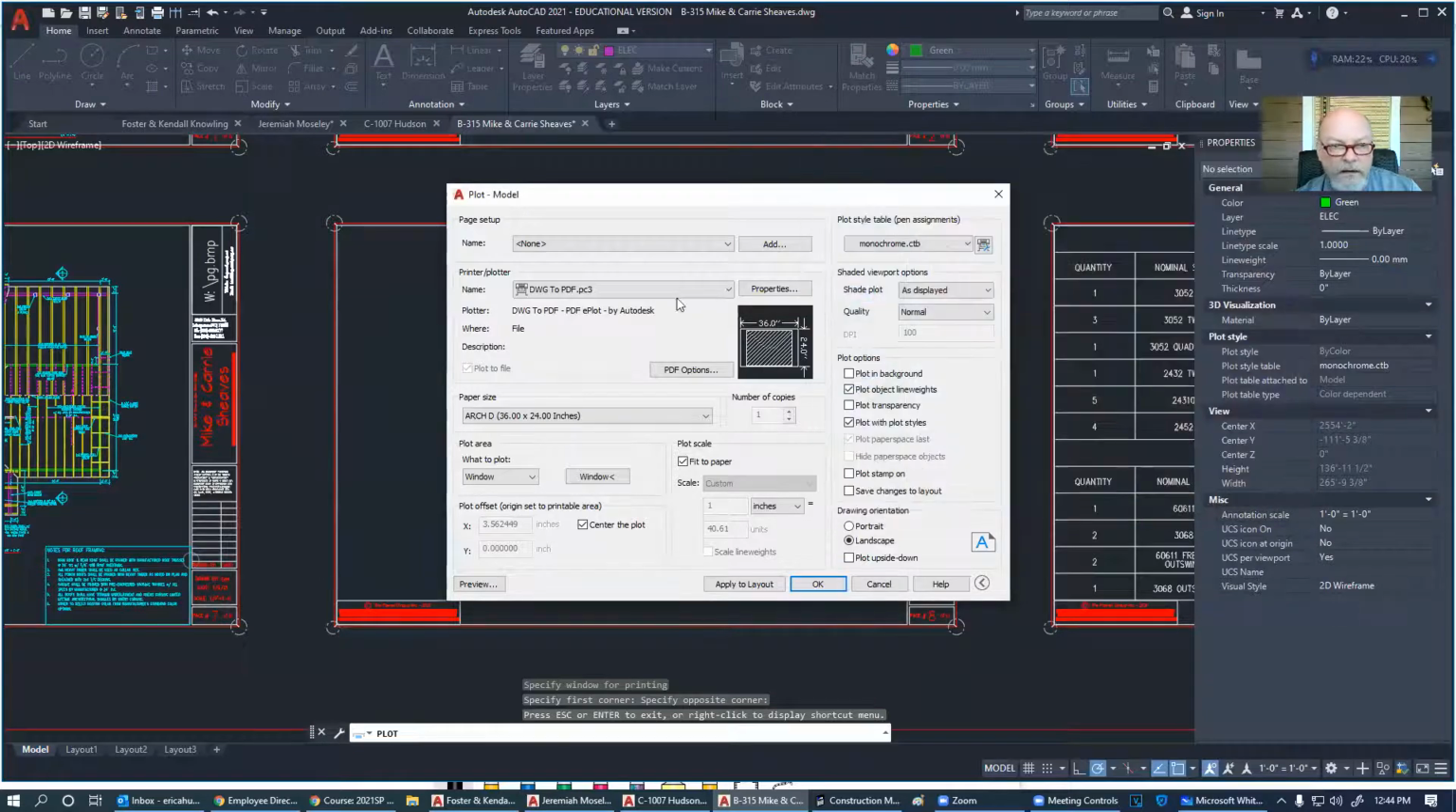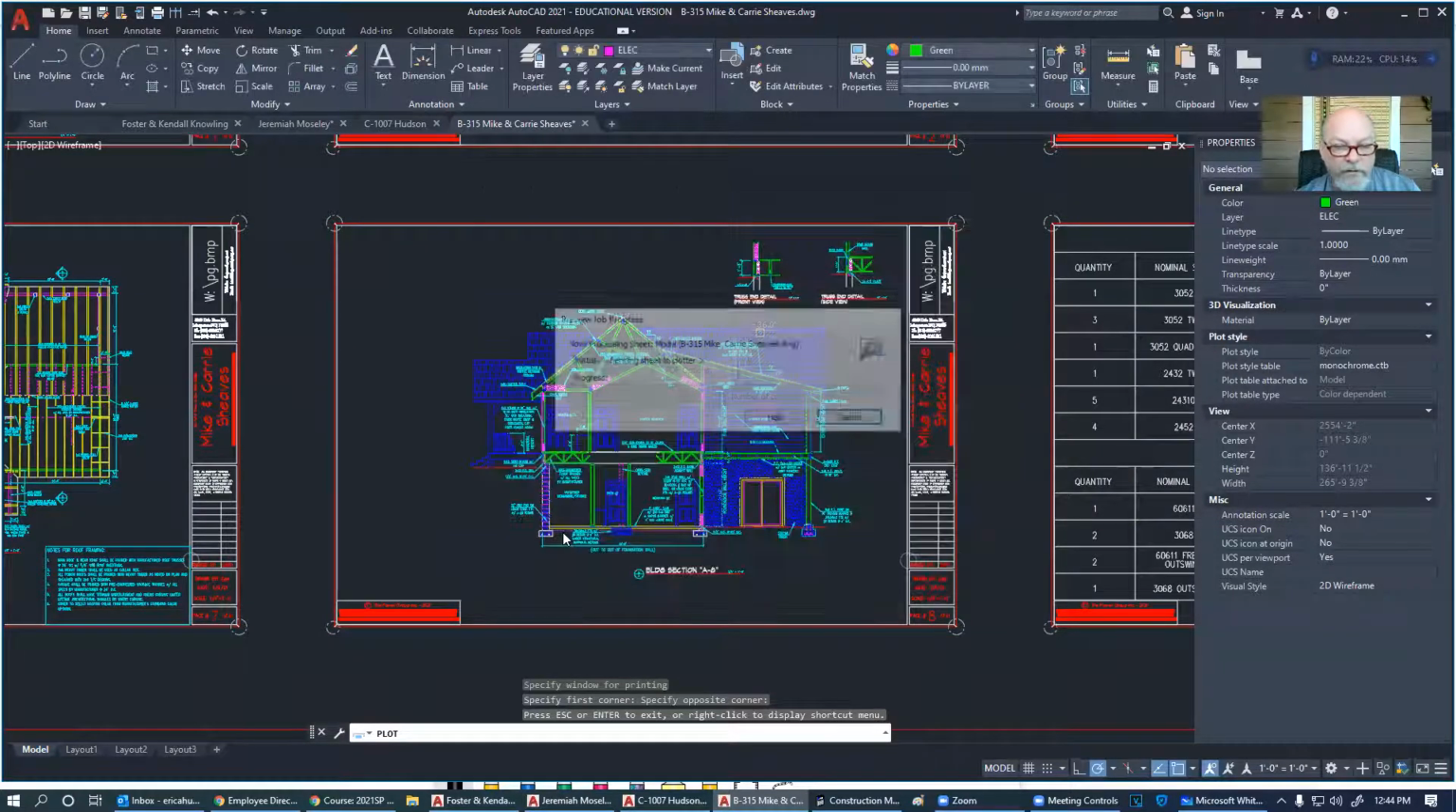I don't want to save it. Oh, I know what I'm doing. I want to preview. Sorry.